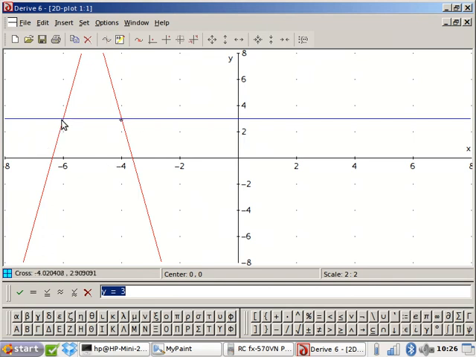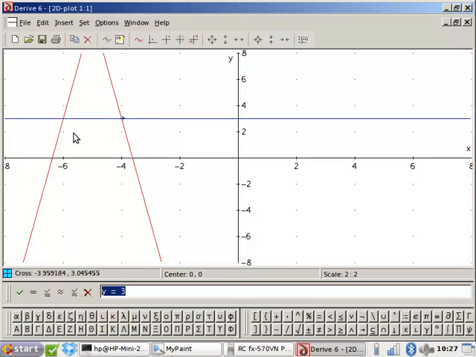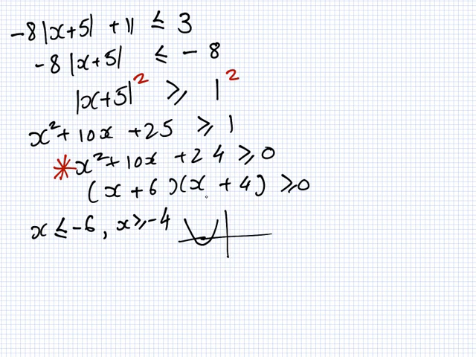So my answer should be smaller than minus 6 and bigger than minus 4. That is when this function is smaller than this. From minus 6 to the left and minus 4 to the right, which is exactly what I said. So squaring does work. But there's another way to do this one. Does anybody have any other ideas on another way I could do this?